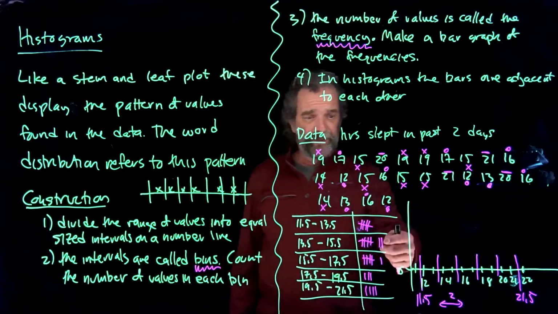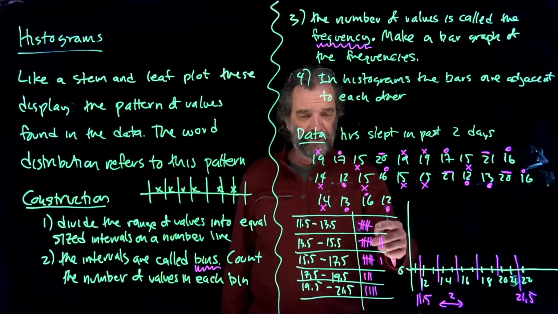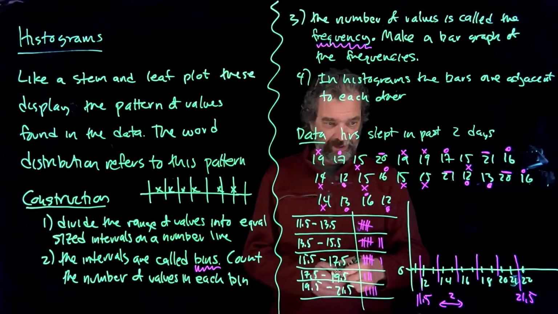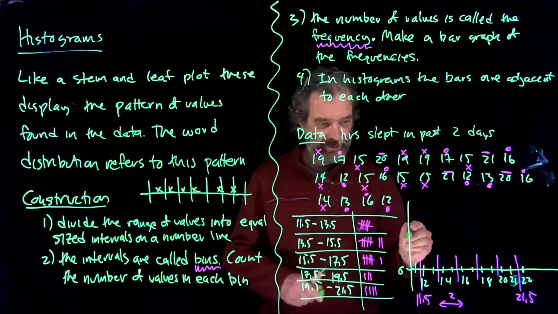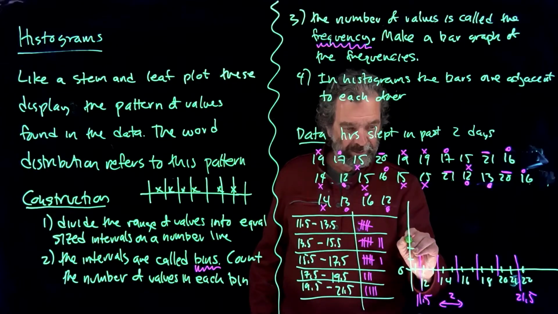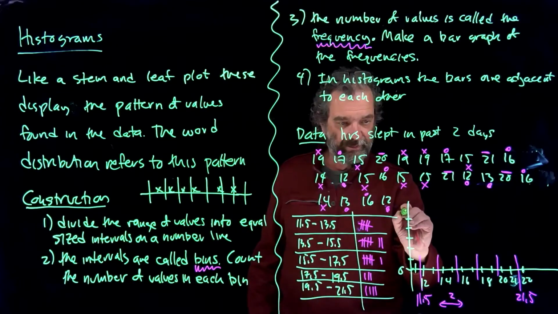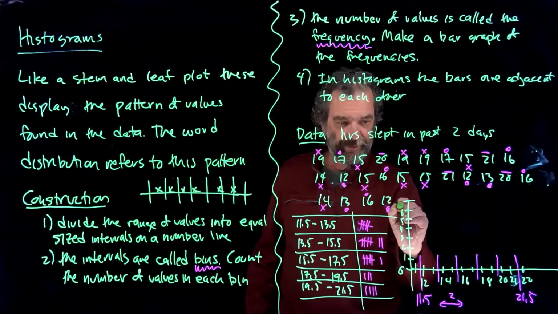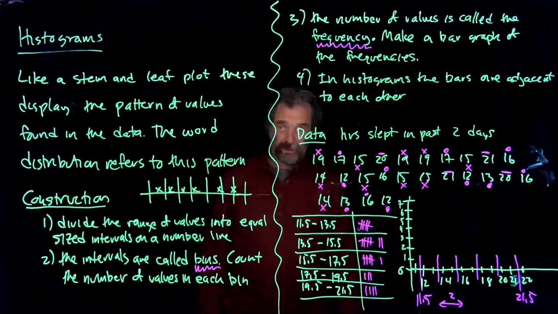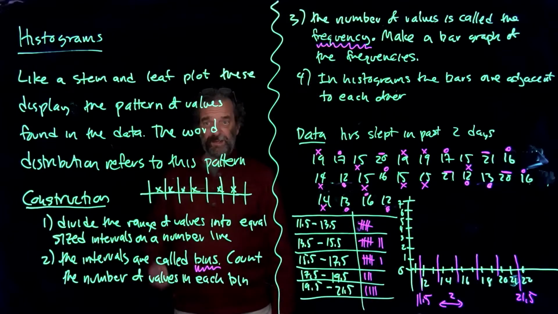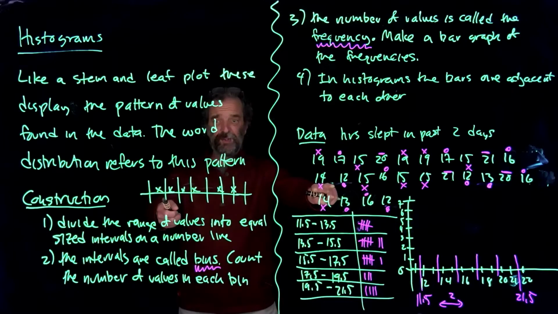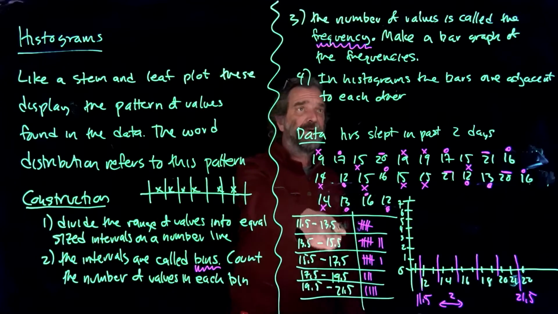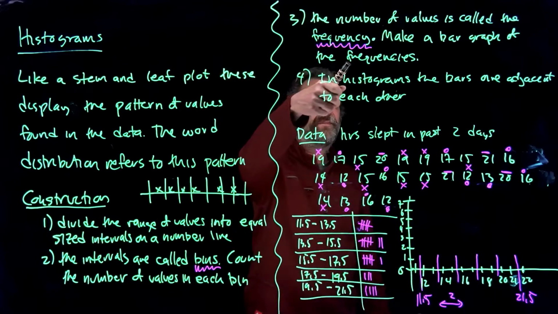So we look over here, the largest number of values in any of the categories, any bin, is 7. So I want to arrange this axis here so 7's near the top. 1, 2, 3, 4, 5. So I'm making a bar graph of the frequencies. There we go. So it says divide the range of values into equal size intervals, size 2. Intervals are called bins. Count the number of values in each bin. Here we go. Make a histogram, make a bar graph of the frequencies.